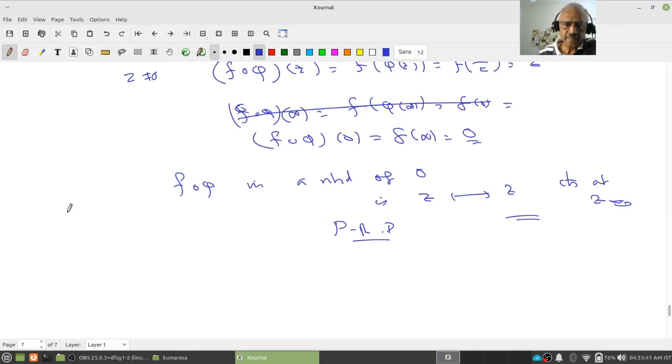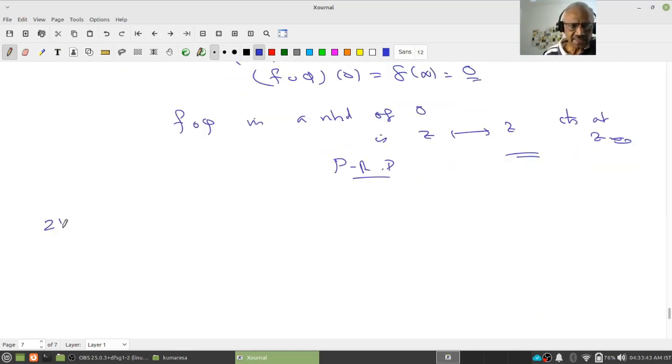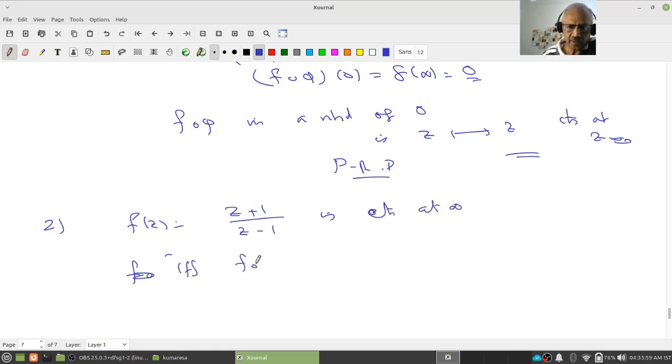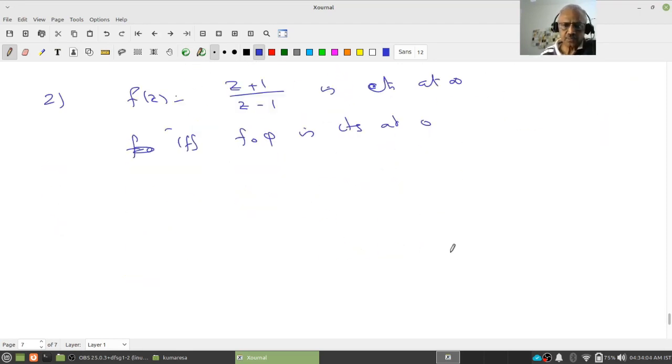Just to make sure that you understand, let's look at a second example. f of z, I will not keep writing the domain etc., is z minus 1, right? Now this is continuous at infinity if and only if f composite phi is continuous at 0. Therefore let us see what f composite phi of z is for z in some neighborhood of 0. Let me assume z is not equal to 0, since for z equal to 0 we know the answer.